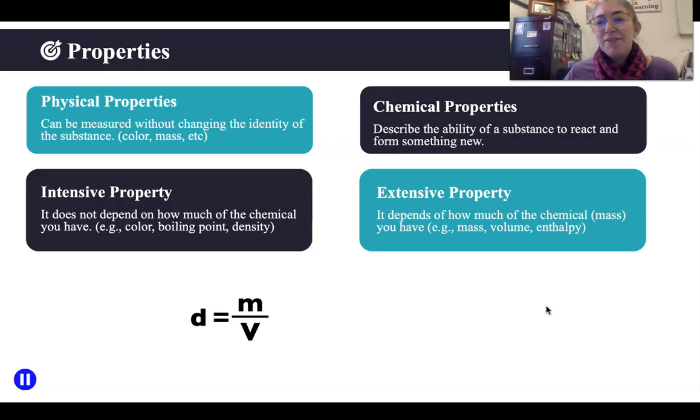Different chemicals have different properties. There are physical properties and there are chemical properties. Physical properties, think of adjectives that you would use to describe them, how they smell, how they look. Chemical properties, how they react.